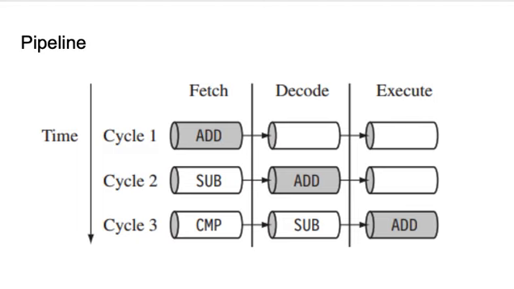You can see that in cycle 1, one instruction is fetched. In cycle 2, while the instruction is decoded, another instruction is fetched. And in cycle 3, one instruction is executed, another is decoded, and a third is fetched. Thus, the throughput is higher as compared to CISC.